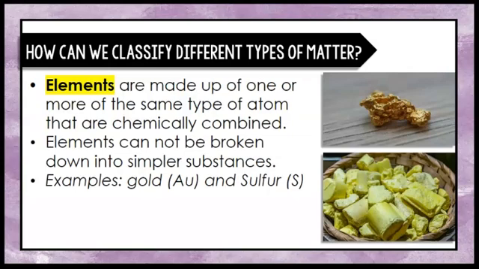Now, elements are made up of one or more of the same type of atom that are chemically combined. Elements cannot be broken down into simpler substances. Keep in mind that all known elements are found on the periodic table of elements. These include gold, whose chemical symbol is Au, and sulfur, whose chemical symbol is S.